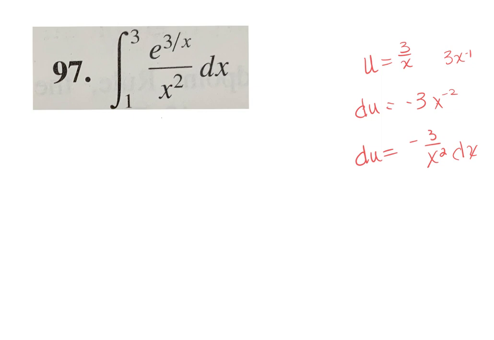If you think of this, this is 1 over x squared times e to the 3 over x, right? Does everybody see that? So I have the 1 over x squared. I just need to get rid of that negative 3. So I just multiply both sides by negative 1/3. So negative 1/3 du would give me my 1 over x squared dx, which would take care of this piece and this piece, right? Does everybody see that?